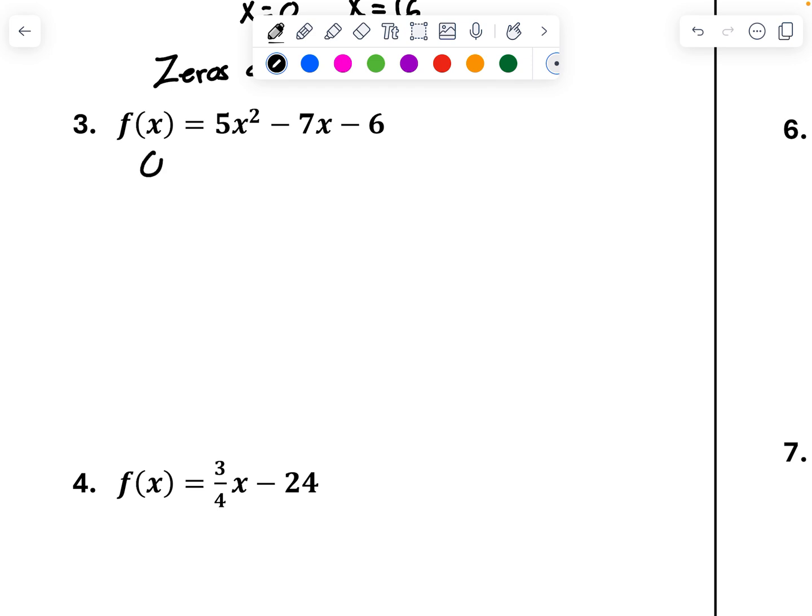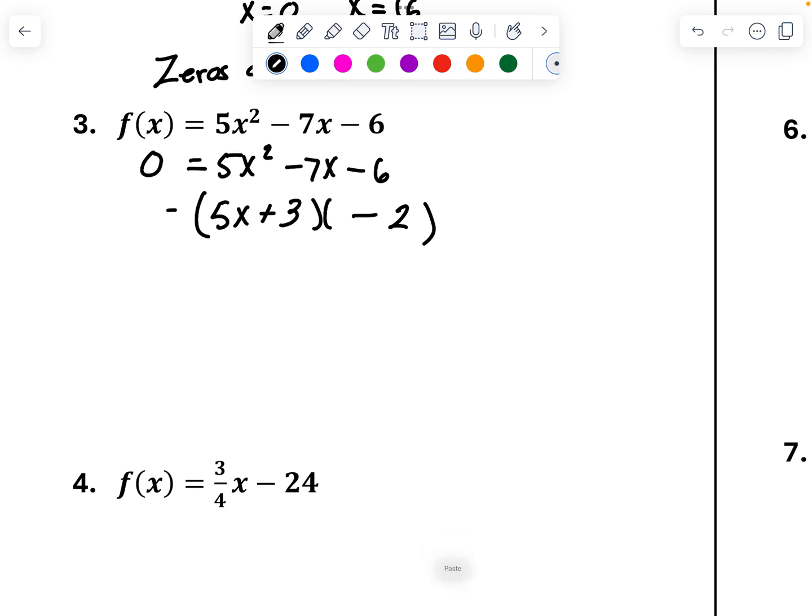On this one, we would just replace f of x with 0, and we would say 5x squared minus 7x minus 6. And then we would factor that. That's got to be a 5x. If I want a -7, 3 and 2, 2 and 3. Yep, it needs to have a 2 and a 3 here. And I could make this -2 and +3. I think that works. I'm going to double check it real quick to make sure it works.